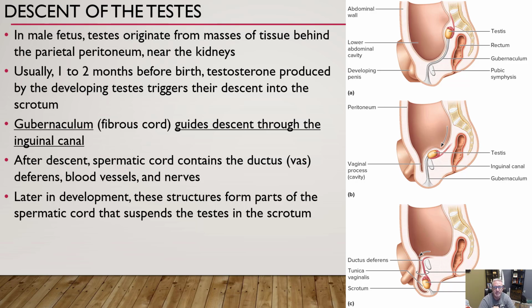Now, the testes usually descend 1 to 2 months before birth. If the testes don't descend or have a delayed descent, it can cause infertility, because the testes are now exposed to a higher internal body temperature, which will slow or stop sperm development. It's called cryptorchidism. You don't need to know that.